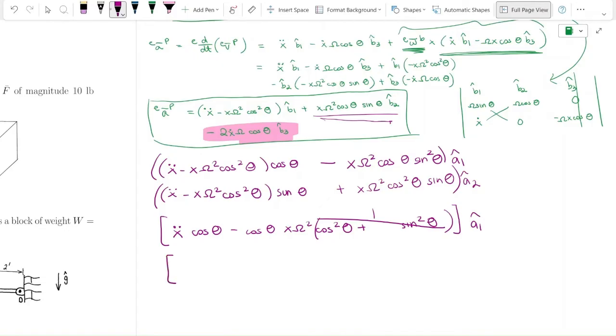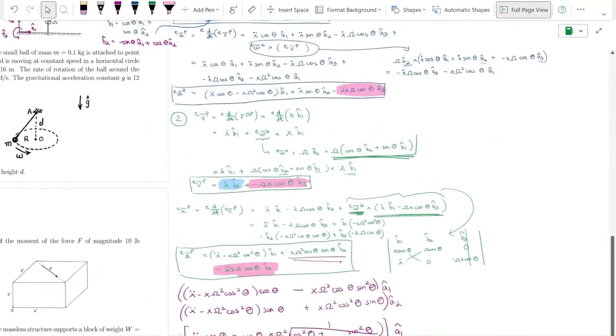And then for the A2 hat term, we have x double dot sine theta minus sine theta times x omega squared cosine squared theta. Oh wait, this just cancels. So this term and this term cancel each other out. Do they do that? Yes, they do. And then we are just left with x double dot sine theta A2 hat.